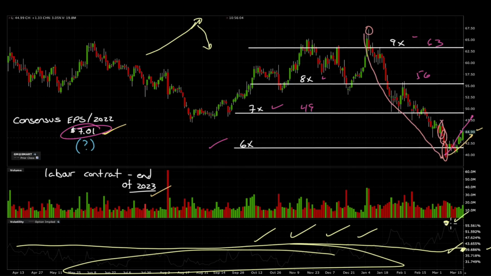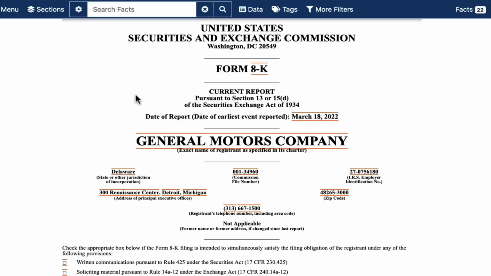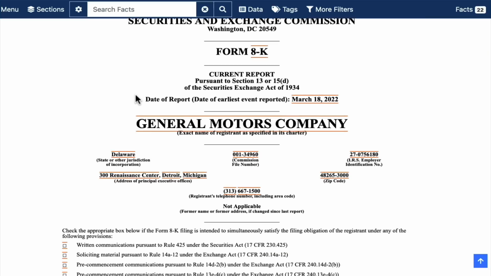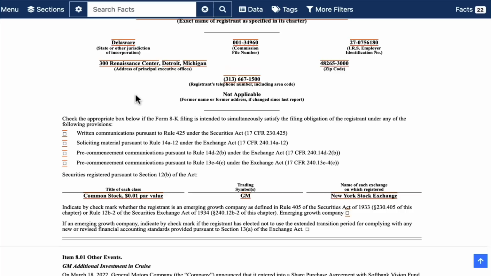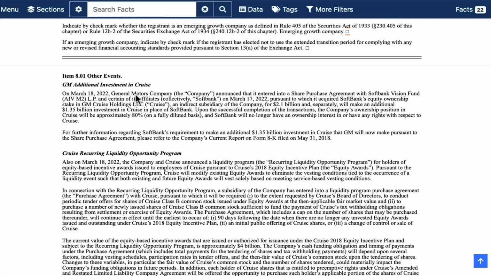And on this one, I just don't know how the market's going to interpret this one. Okay, here's the most recent 8K. This was made available Friday after the close. There are a couple of things we have to note here.